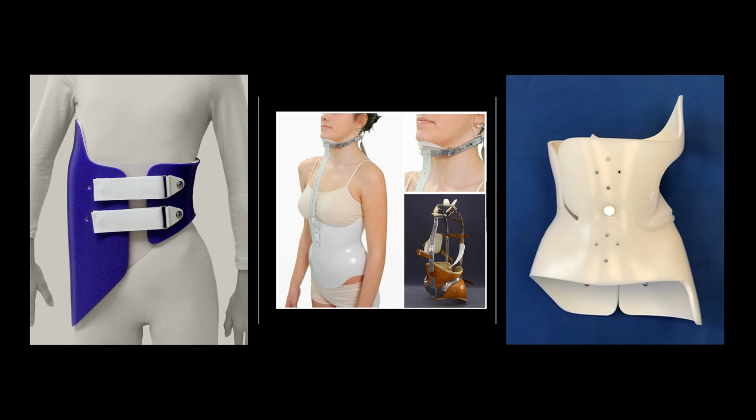And these are just some examples of braces. The brace to the far right is known as a Boston brace. The middle brace is known as the Milwaukee brace, and then the left-hand side is the nighttime brace. And again, these are meant to slow progression. They don't fix the current curve, but unfortunately, some curves can progress despite bracing.